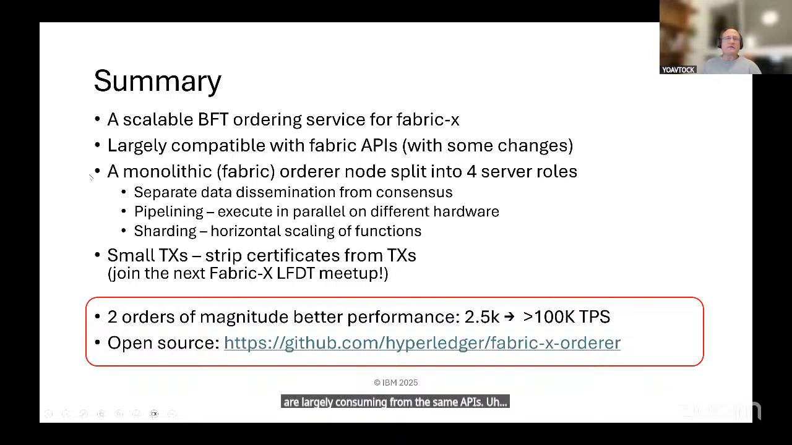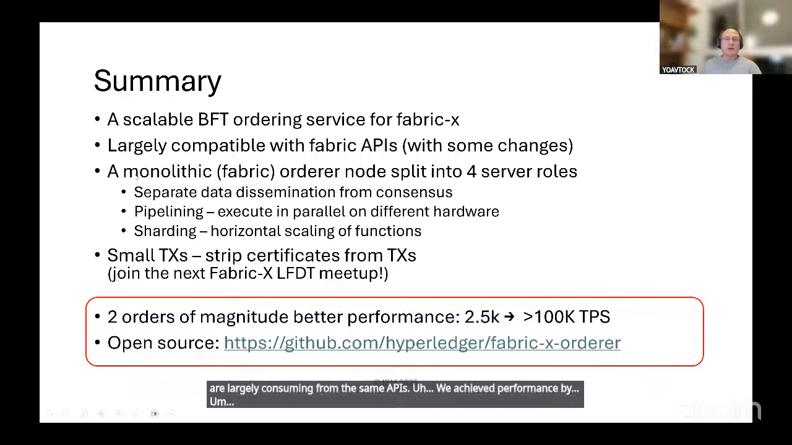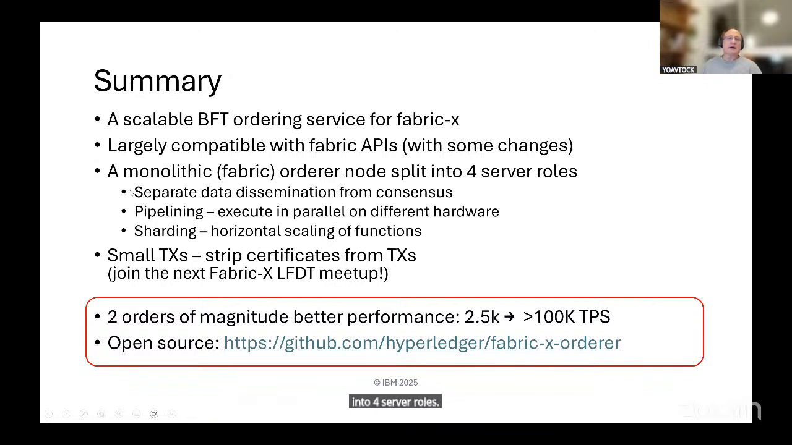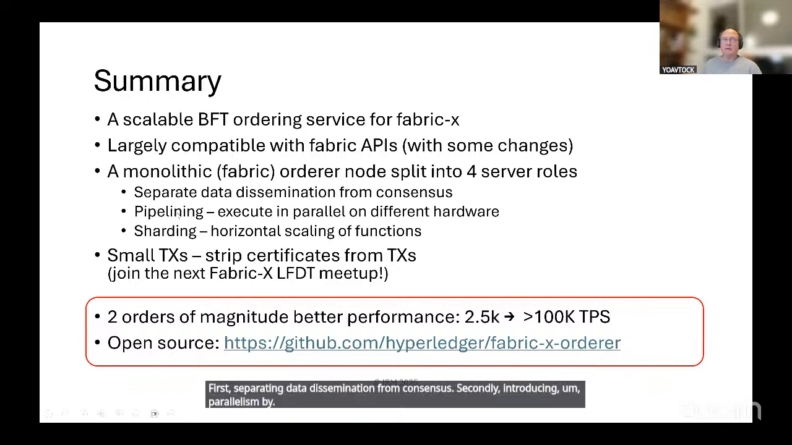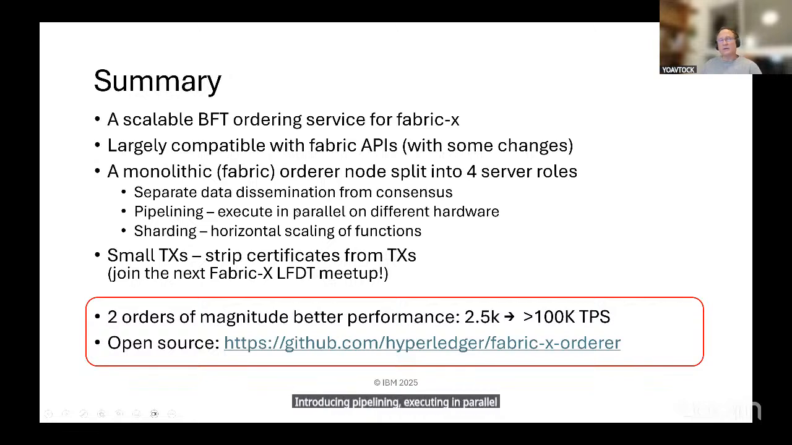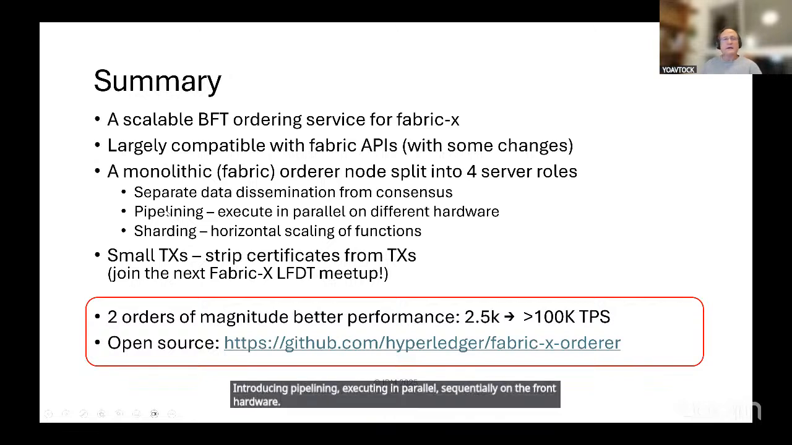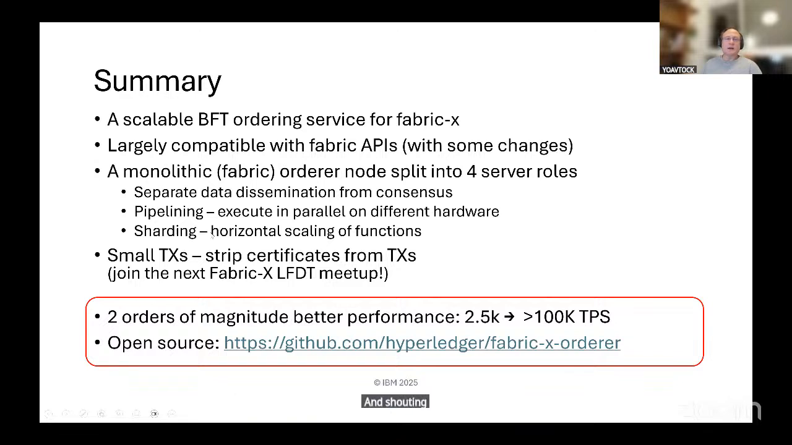We achieved performance by breaking down the monolithic Fabric order node into 4 server roles and applying 3 principles. First, separating data dissemination from consensus. Secondly, introducing parallelism by introducing pipelining, executing in parallel, sequentially on different hardware, and sharding, executing in parallel horizontally at the same time on different servers.